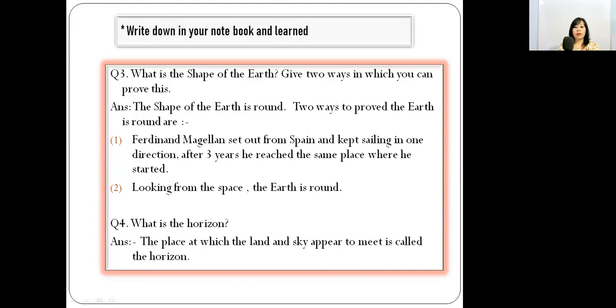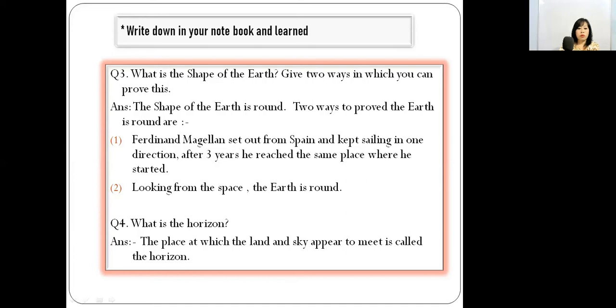Two ways to prove the Earth is round are, number 1, Ferdinand Magellan set out from Spain and kept sailing in one direction. After 3 years, he reached the same place where he started. Number 2, looking from space, the Earth is round.